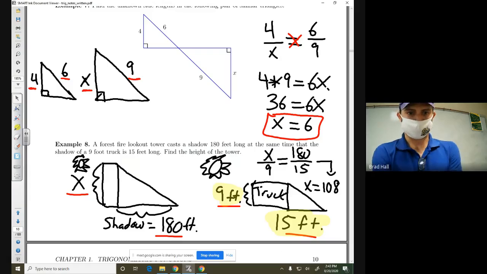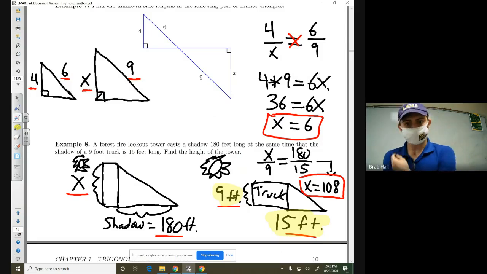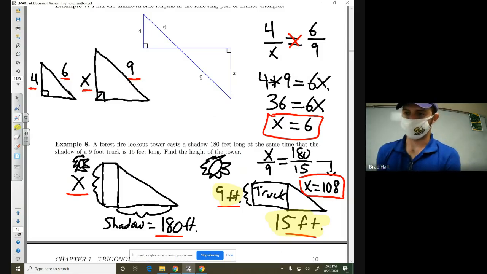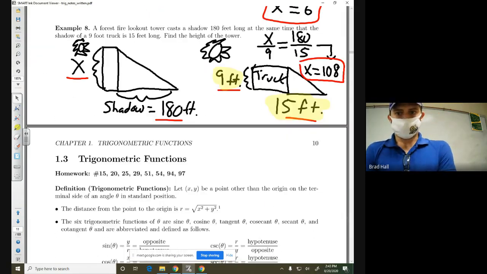So, the 108, again, that's the answer. That tells us that the height of the tower is 108 feet. And that's a good way of measuring it by not actually trying to scale the tower and figure it out in some exhaustive fashion. All right, cool. So we move on.